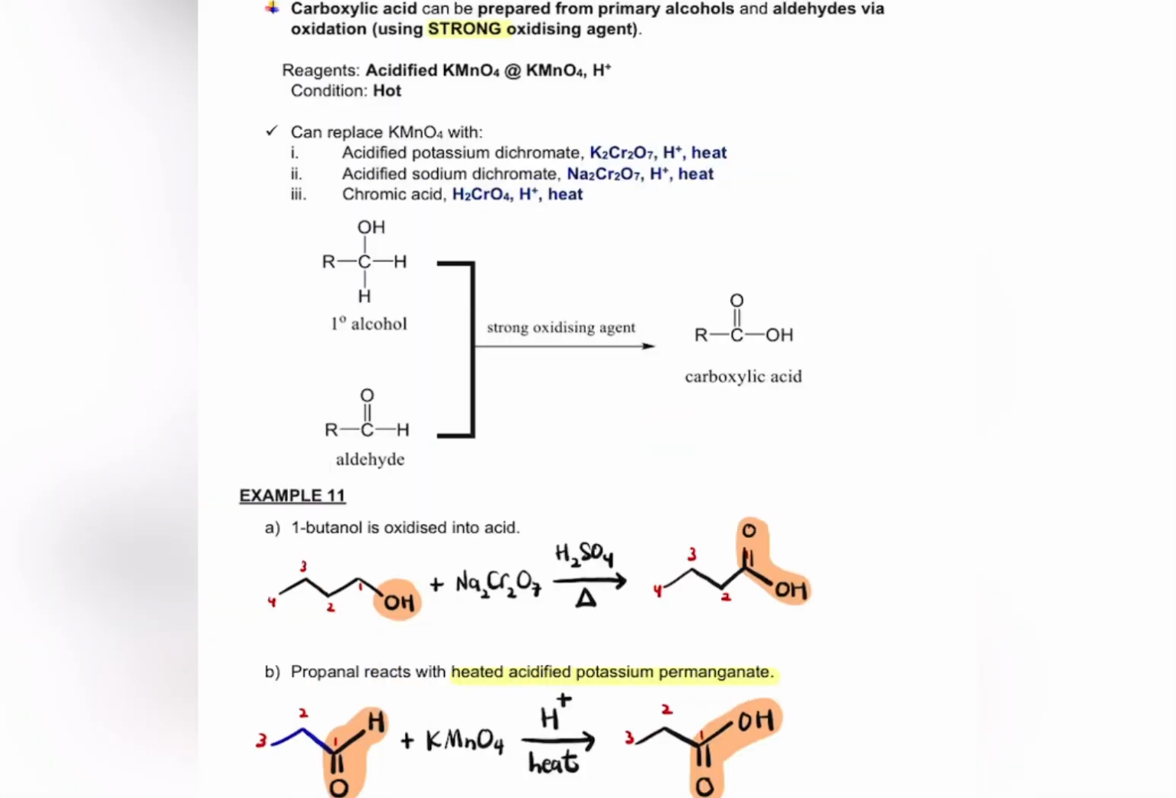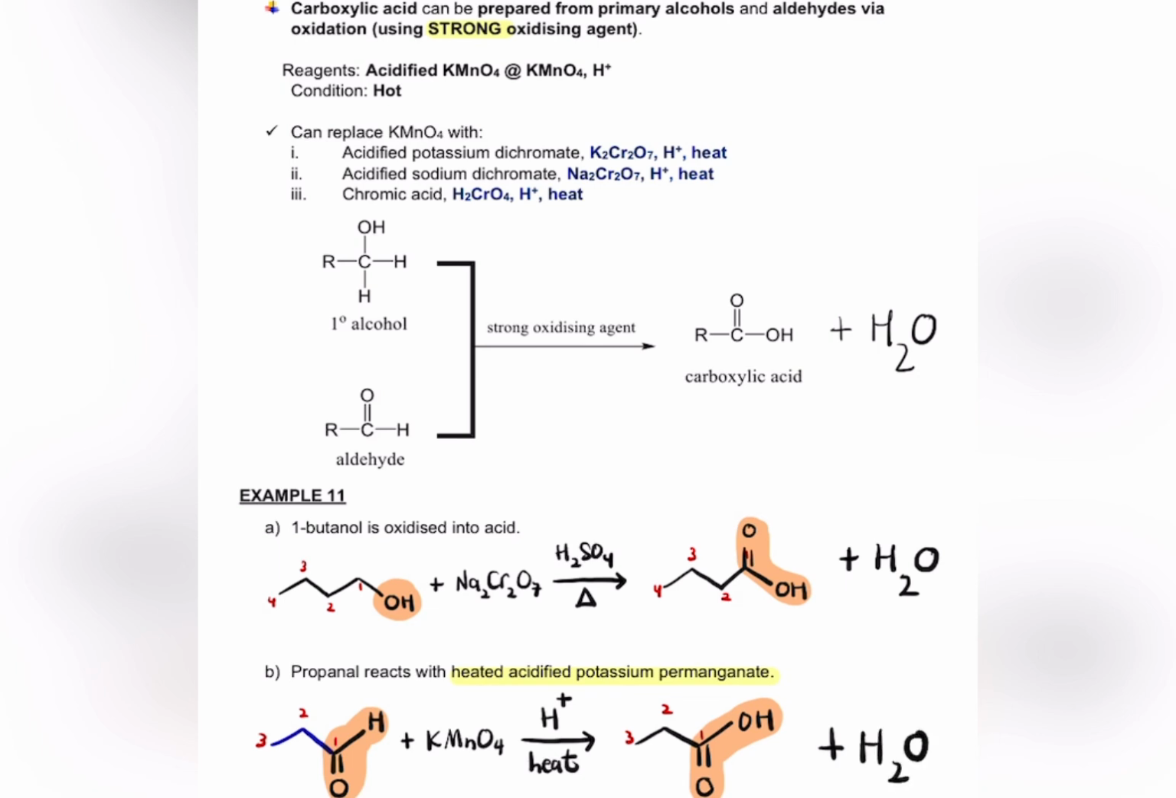And one more thing here, I forgot to mention that when you do the oxidation, you will form a side product, which will be water. So this is the general equation. It will form water all together with carboxylic acid. So I'm going to put my example 11 with water as well. So this one will have H2O with butanoic acid, and this one propanoic acid with H2O as well.